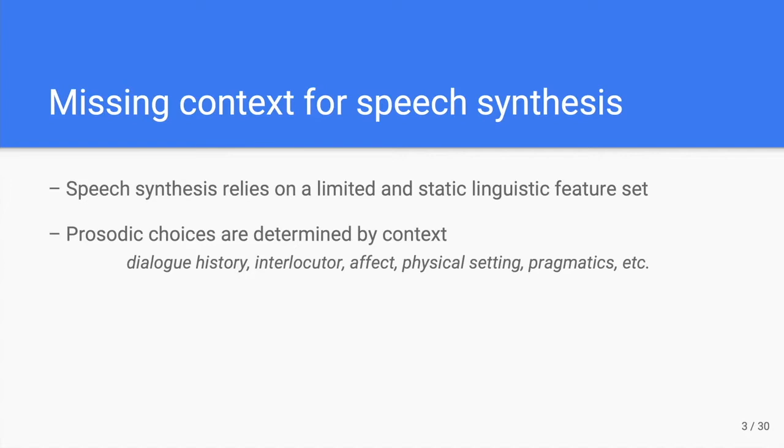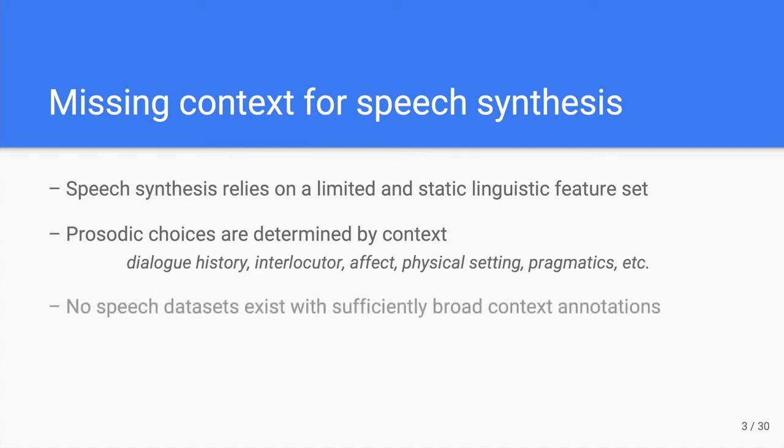For dialogue, this may be related to the turn history, the interlocutor, or the affect of both the speaker and the listener. The physical setting may have an impact, or the pragmatics and external world knowledge may come into play. There are no speech datasets with this kind of broad context annotation.